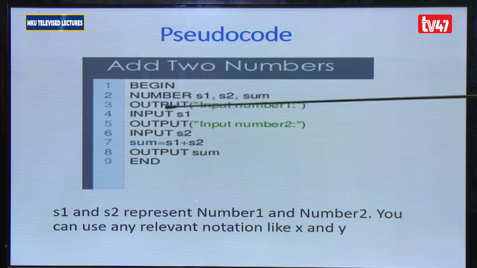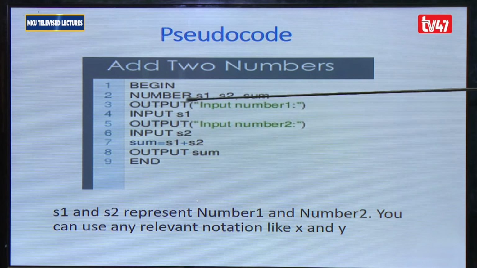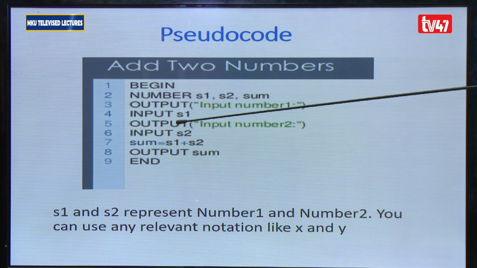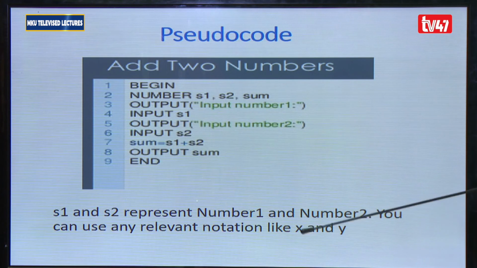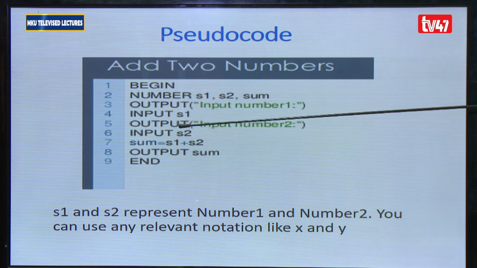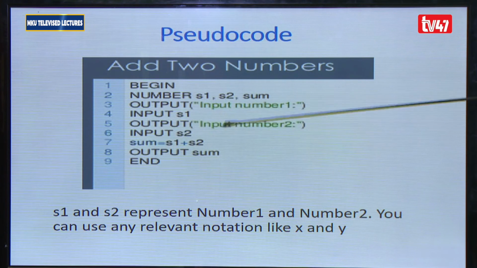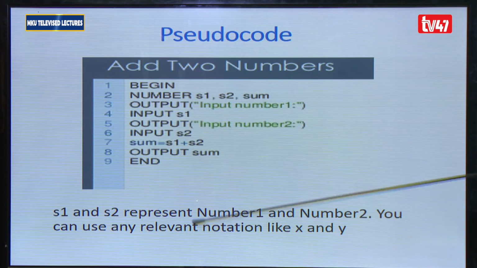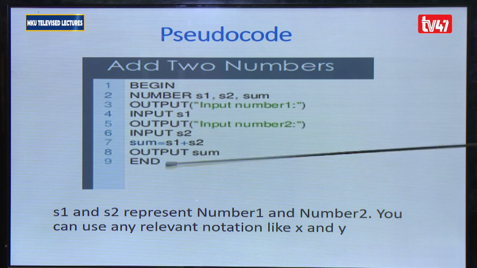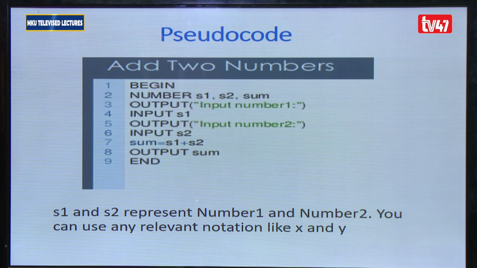Then you can tell the user, enter. So on the screen, this is output. On the screen, somebody will see, input a number. Then input. You also see on the screen, output a number. Output, that is input number two. Then you are given a chance to key in, you process, then give the output. Then you stop. Very easy.